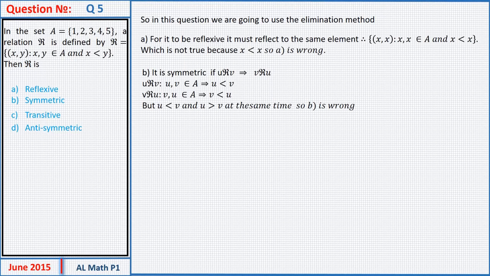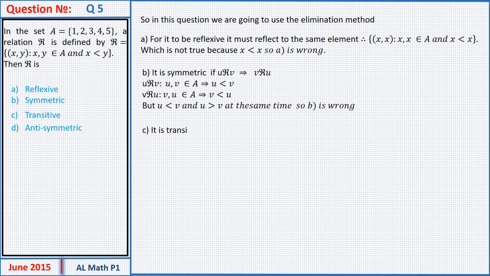That implies that U is less than V. And then if you want to show V relates to U, it will be V less than U. But we cannot have U less than V and at the same time V is still less than U. It's impossible. So that's why B is wrong.